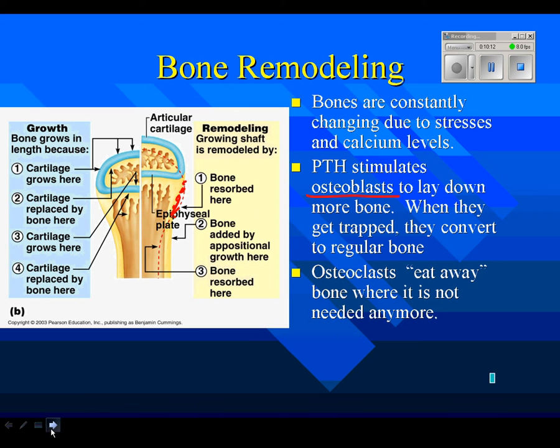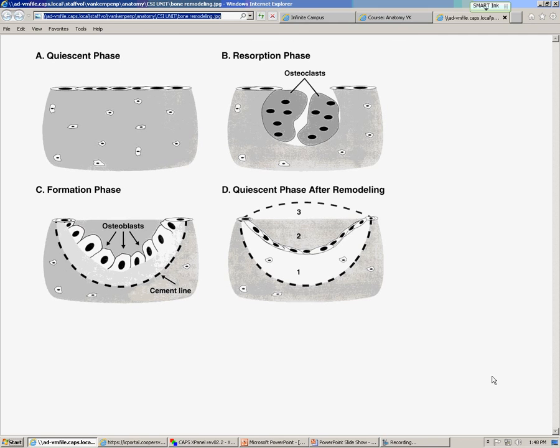Osteoclasts are cells that eat away bone where it's not needed anymore. So in an astronaut, the osteoclasts are doing way more work than the osteoblasts. So on this hyperlink here, the quiescent phase means the phase where it's not growing. Here osteoclasts ate away the bone, okay, and then osteoblasts produce more bone, here called cement line, and as this bone gets covered up down here, it becomes bone, and the osteoblasts move that way, essentially.